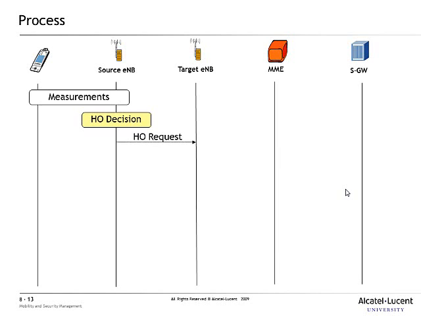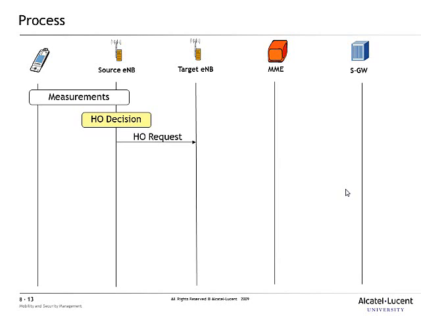Now, when you've decided it's time to make a handover decision, the next thing the source eNodeB does, because remember the decision was made at the source eNodeB, is send a message to the target eNodeB saying, look, I think we should do a handover now, because the signal strength from me to this UE is really poor, and the signal strength from the UE to you is quite good. So the target eNodeB receives the message.